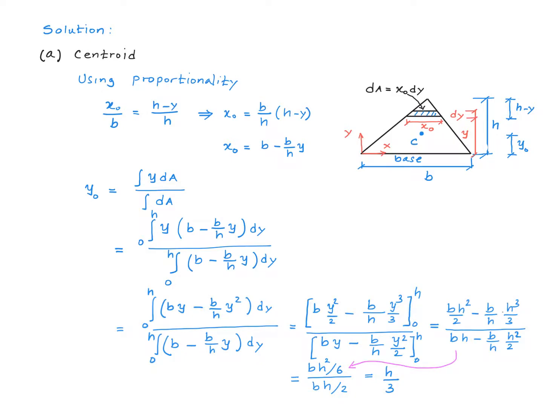To avoid confusion, I simplified a little bit further before I integrated it. Now you should be able to follow these steps fairly easily. Integral of y is y squared over 2. Integral of y squared is y cubed over 3. Integral of a constant b is simply b times y. Integral of y here is y squared over 2, right? Now you apply the limits from 0 to h, and we end up having a value of h over 3 for y0. In other words, the centroid C lies at a distance of 1/3 of the height from the base.